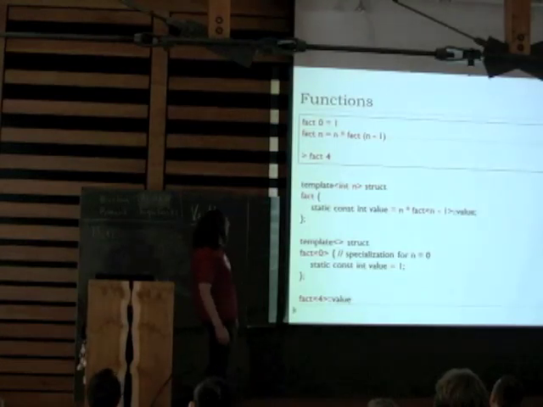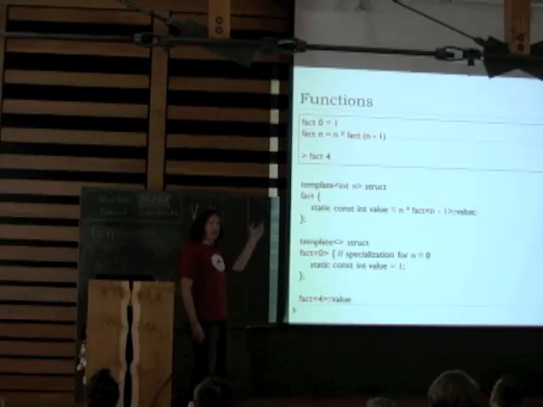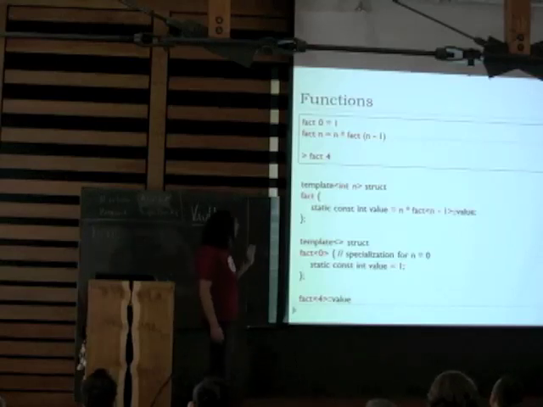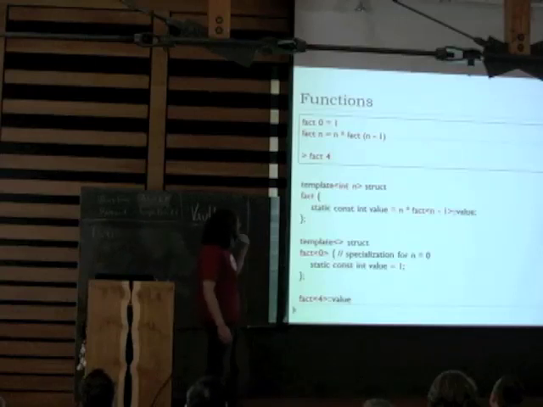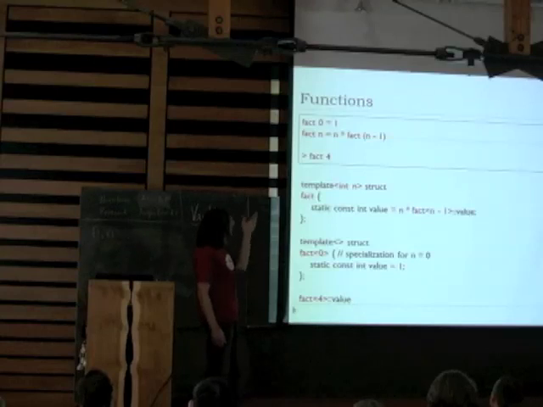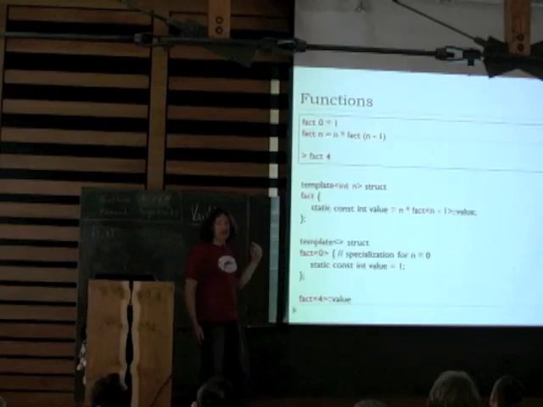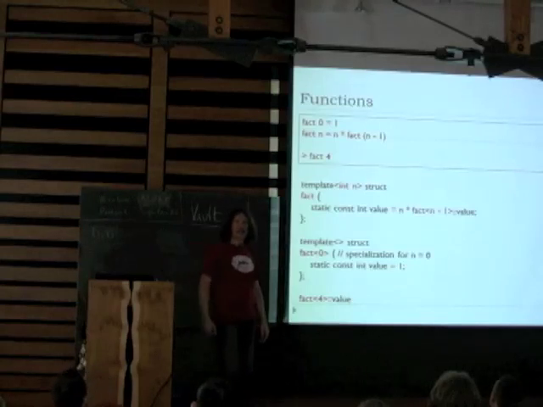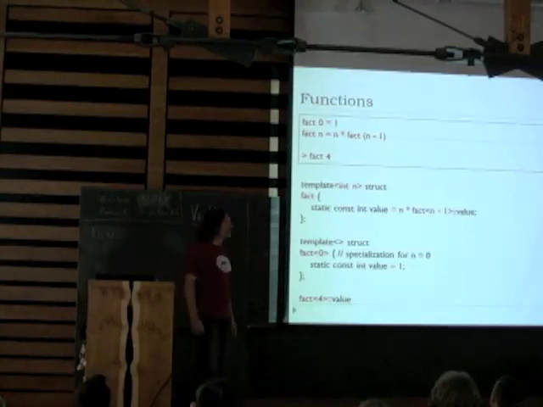And then factorial of n, where n is non-zero, because the first case already took care of 0. So now n is non-zero. So it's a specialization for any n other than 0. It's just n times factorial of n minus 1, right? So it calls itself recursively. And then you can type fact of 4, and it will give you the result, which I think is 24, is it? Something like that.